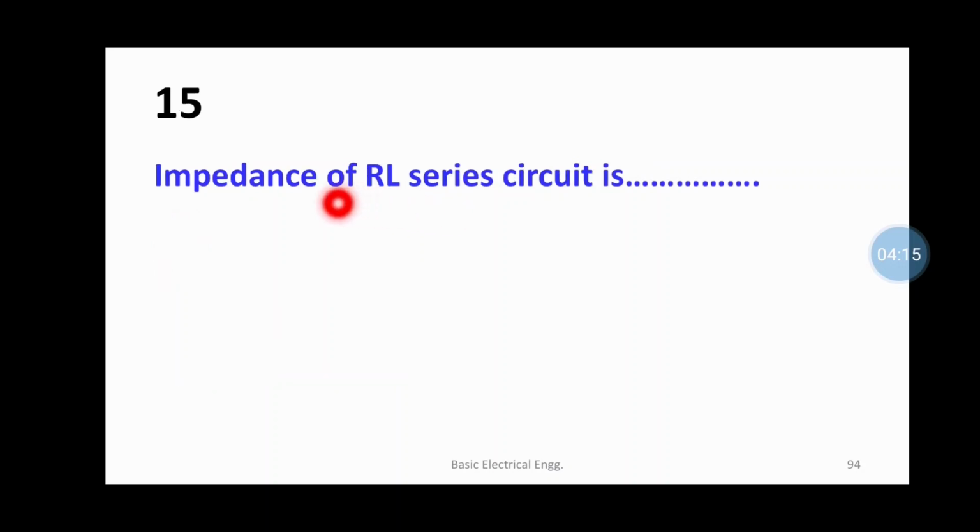Question number 15. Impedance of RL circuit. So how to calculate impedance? Z is equal to square root of R square plus XL square, where XL is known as inductive reactance. You can use this equation. XL you can calculate by using the formula L into omega, where omega is known as angular frequency and L is the value of inductance. So the unit of impedance will be ohm.